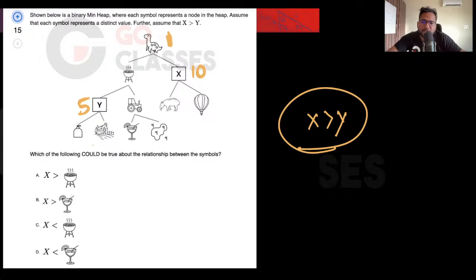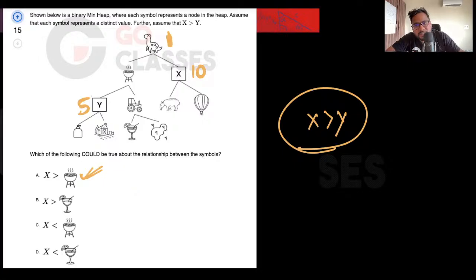Now tell me, they're asking only about these two symbols. I mean, this is chai, this is mocktail, right? Some hot tea and some cold drink. So this could be tea, this could be some mocktail, cocktail, whatever.